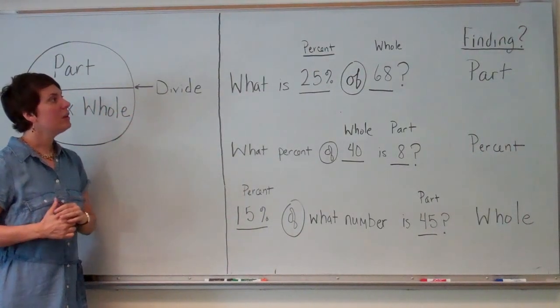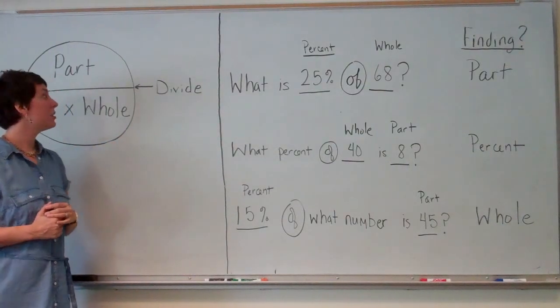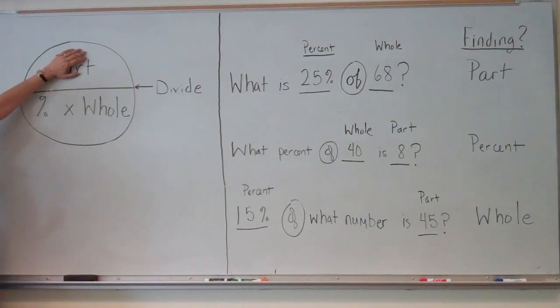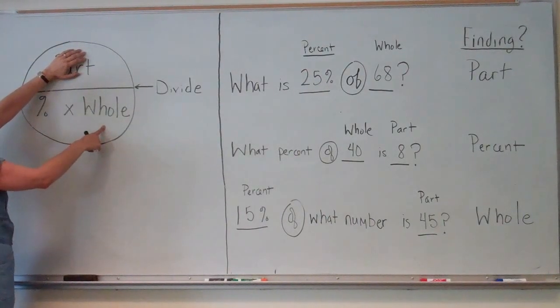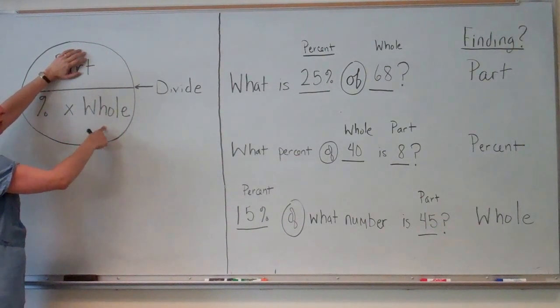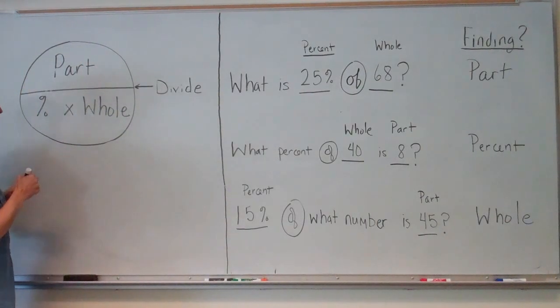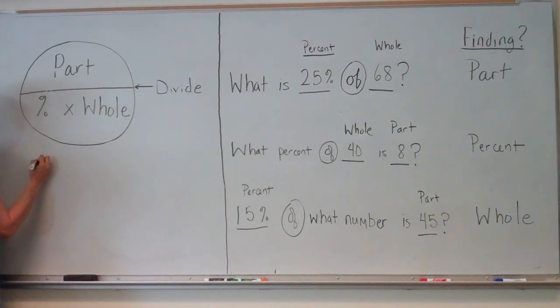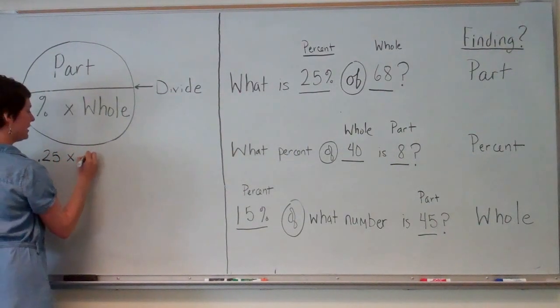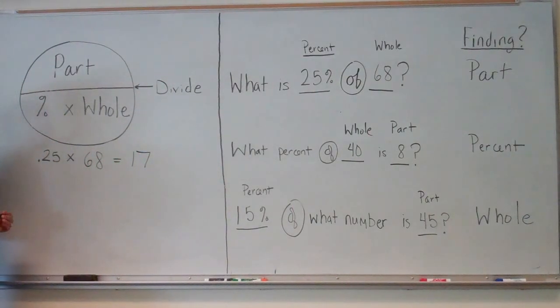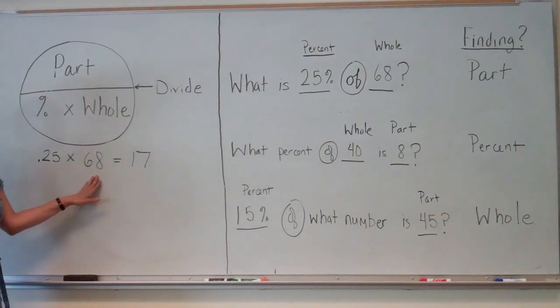So in this problem, the first one, we're trying to find the part. Well, if I'm trying to find it, I don't have it, so I'm going to cover it up. And the remaining symbols tell me how to solve this problem. I'm going to take the percent and I'm going to multiply it by the whole. So in that problem, I have 25% and the whole is 68. So remember, to take the percentage, I really want to work with it as a decimal. So I'm going to turn it into 0.25, multiply that by the whole, which is 68, and that will give me 17. 17 is 25% of 68.